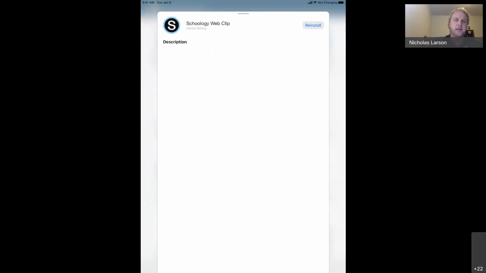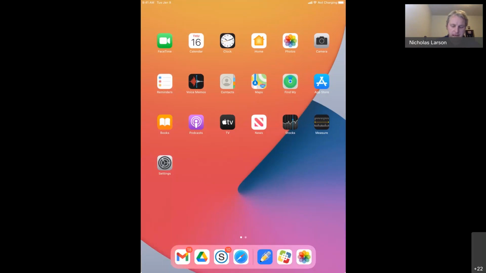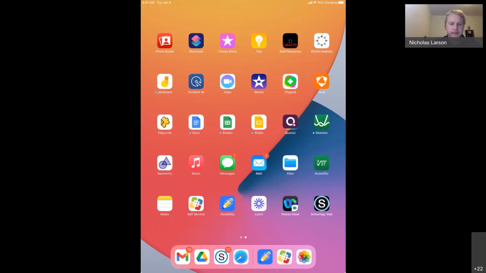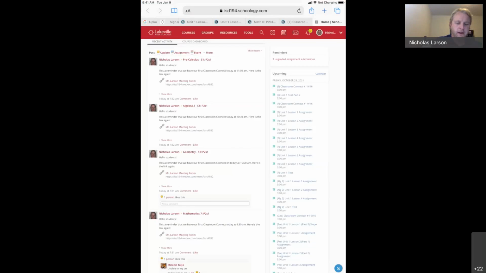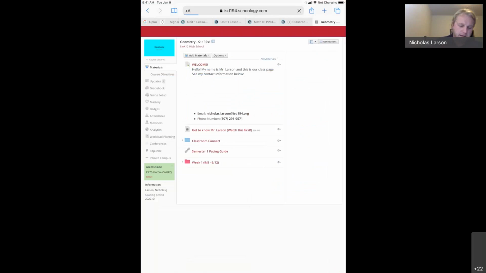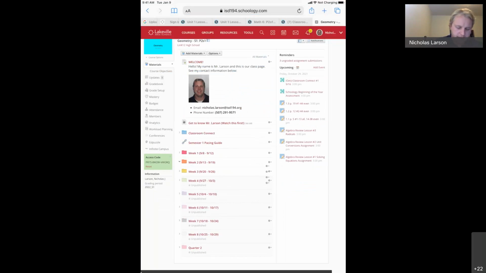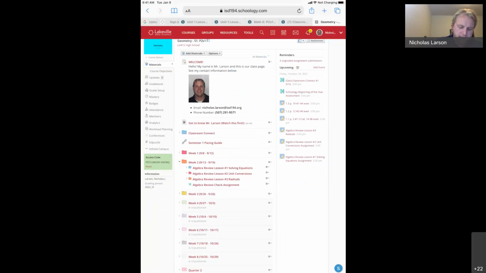What this does is when you click on it, it'll automatically open Schoology in Safari, on the internet. And when you do that on the internet, it allows you to write out problems and show your work, those types of things. So I have both apps. Say I wanted to do this one, I'll click it and it just opens right into Safari, okay? So I would go to geometry. Again, you could find something like this: algebra review check assignment, algebra review lesson 1, review lesson 2, review lesson 3. And we are going to do some of that review work.